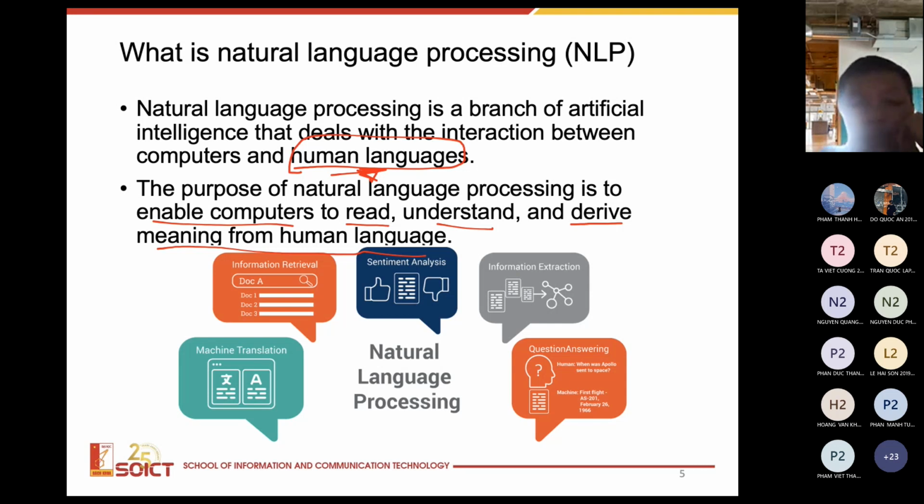Okay, so let me recap again about natural language processing. The purpose of natural language processing is to enable computers to read, to understand, and derive meaning from human language. That means that we want the computer to have the same capability as the human to understand the language, so that they can communicate with the human as human to human.